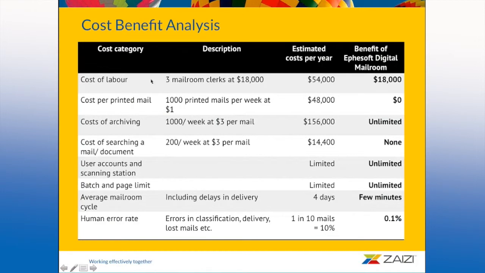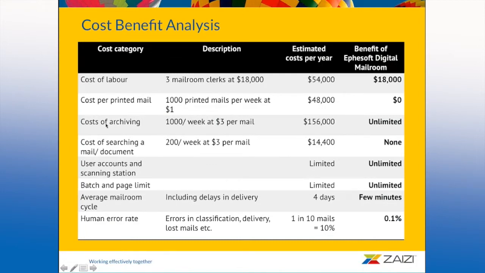Here we have a cost-benefit analysis of Ephesoft in comparison to a physical mailroom that we conduct in an organization. We have considered the case of John's mailroom, where you have 3 mailroom clerks at a cost of $18,000 per year. If we look at Ephesoft, you only need one person to review and validate your mails, and that is only if your mail stops at the review or validation stage, or else it will automatically process and distribute your mail. So the cost per printed mail is reduced to $0 because there is no need to print your mail. You just have to distribute it online.